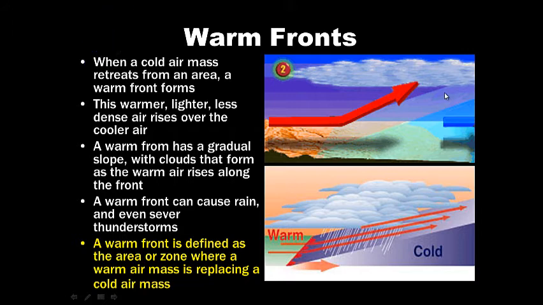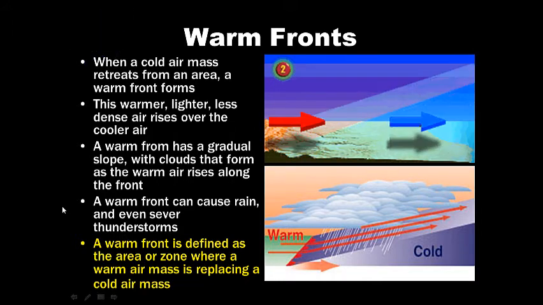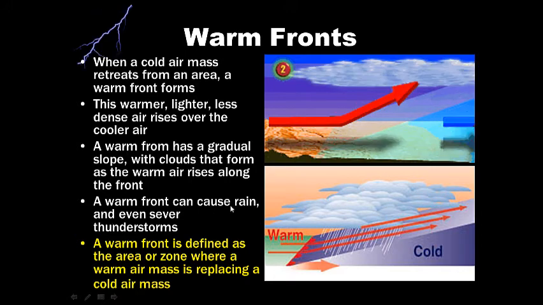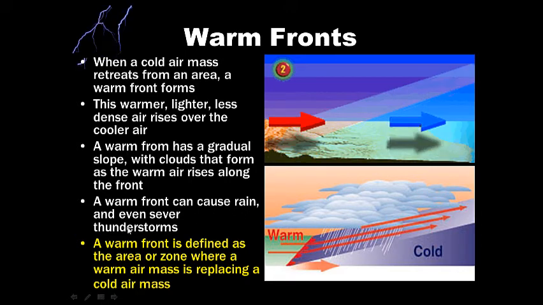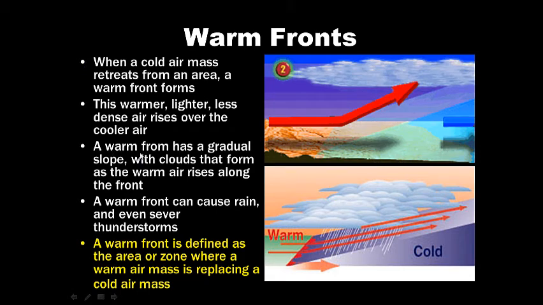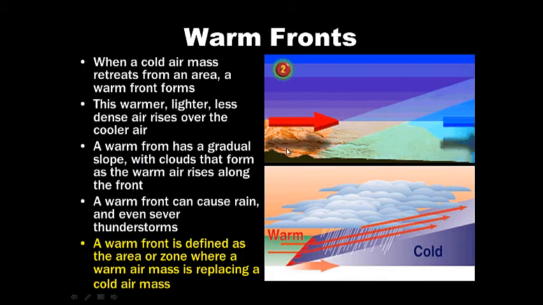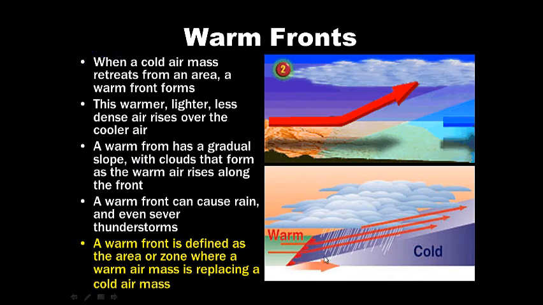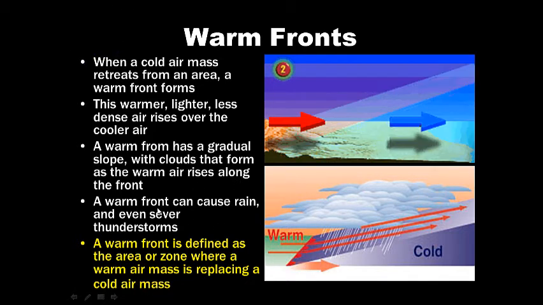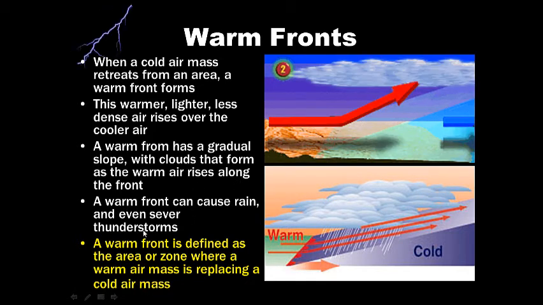And you guessed it, as air rises, clouds form. They hit that dew point temperature. So a warm front can cause rain and even severe thunderstorms. Notice the slope here. A warm front is identified by a gradual slope, not as steep. So a warm front has a gradual slope with clouds that form as the warm air rises along the front. Like I said, they cause rain and thunderstorms.